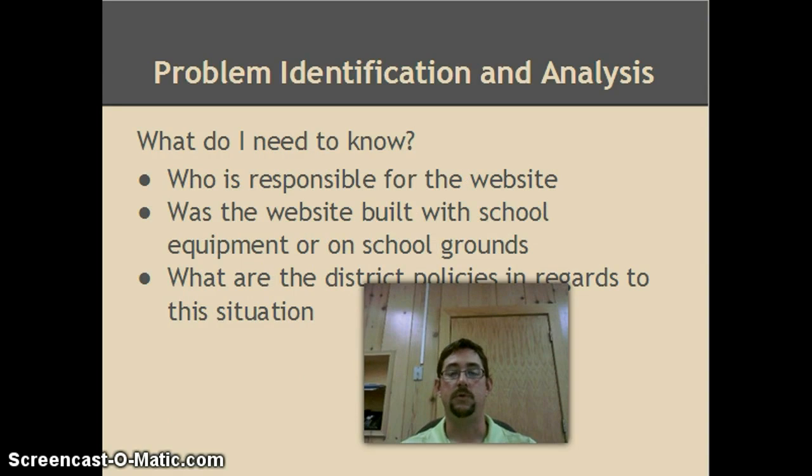What do I need to know? I need to know who is responsible for the website. I need to know if the website was built with school equipment on school grounds. And I also need to know what the district policies are in regards to the situation.